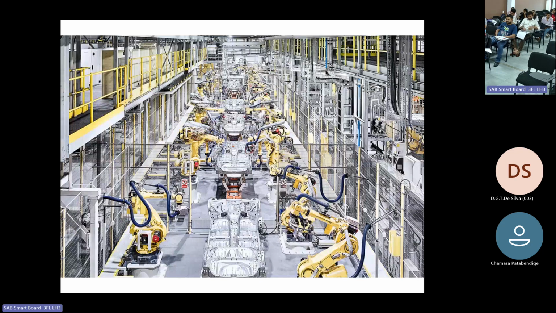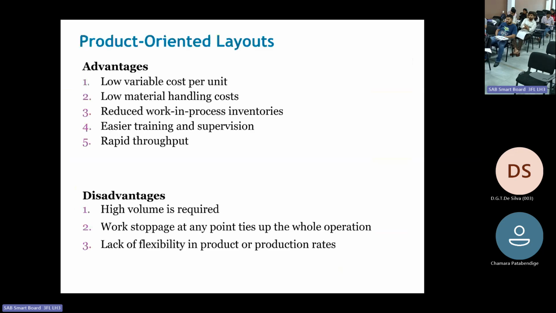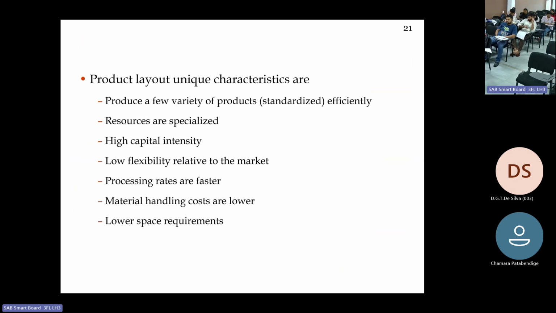Now, other characteristics of product oriented layouts are mentioned here. We can produce only a few varieties. Standardized products, but highly efficient. In each step, resources are specialized, not general purpose. Most product layouts are highly capital intensive. Even here we saw machinery and automated processes used. Now you should be able to understand these terms, right? Although you are coming from an accounting or auditing background, you should now be familiar with these terms to some extent.